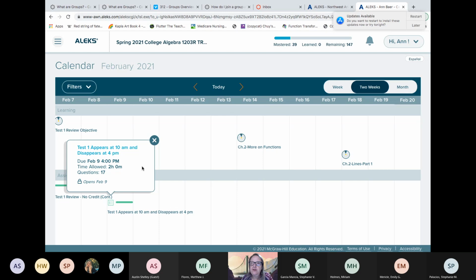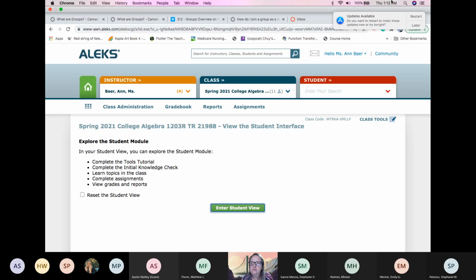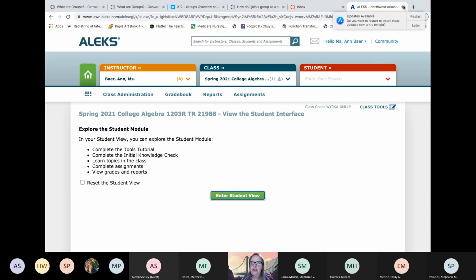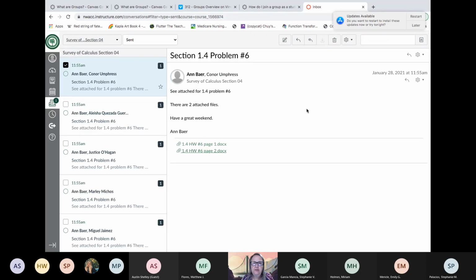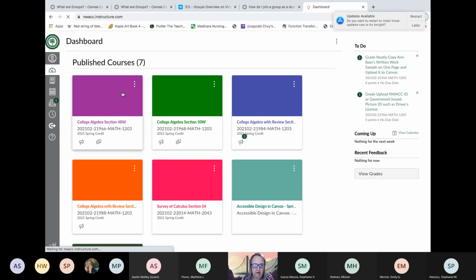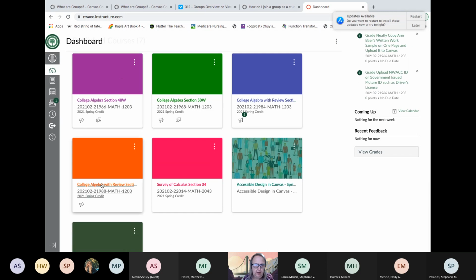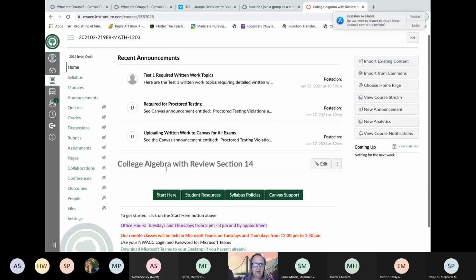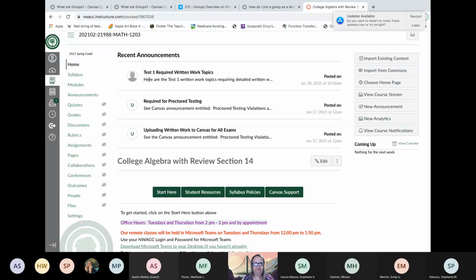So let's go into Canvas. I'm just going to click out of this. I'm working on a project with my online students, so I want to save everything that's on the screen that has to do with student groups in Canvas. Let's get into your particular Canvas course. That would be right here. And let's take a look.